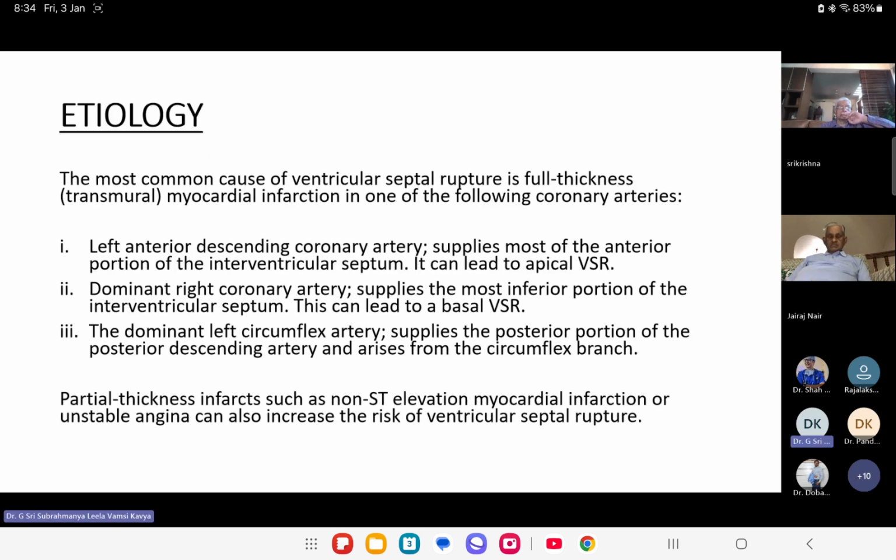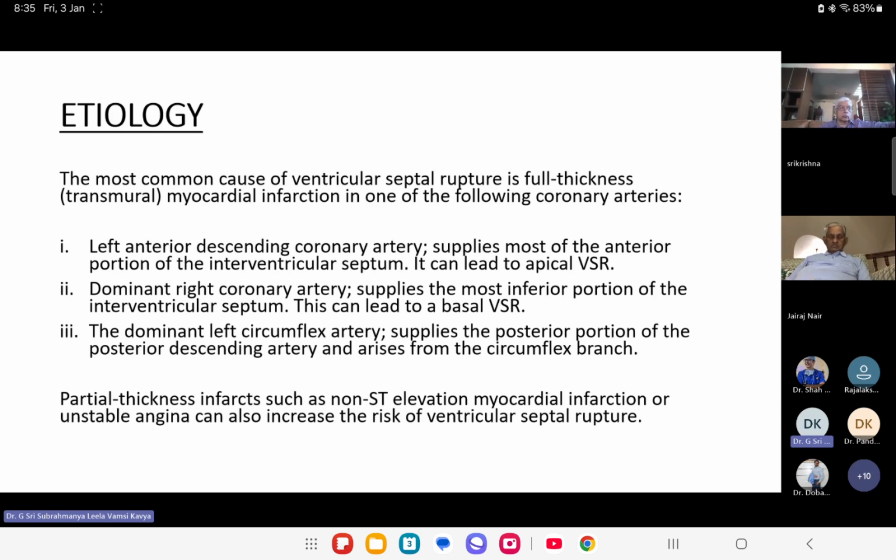Etiology. The most common cause of ventricular septal rupture is full thickness, that is transmural, myocardial infarction in one of the following coronary arteries: the left anterior descending coronary artery, which supplies most of the anterior portion of the interventricular septum. It can lead to apical VSR. And the dominant right coronary artery, which supplies the most inferior portion of the interventricular septum. This can lead to a basal VSR.